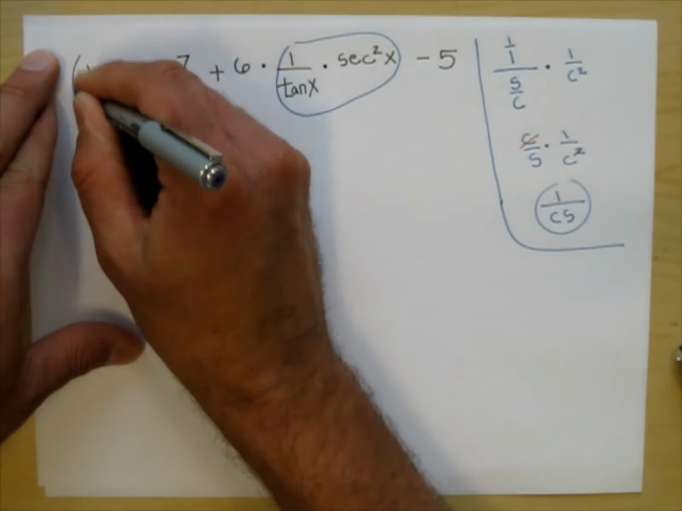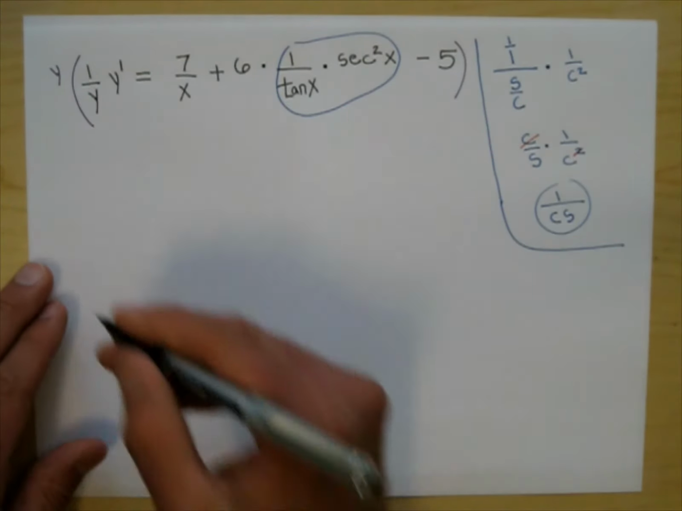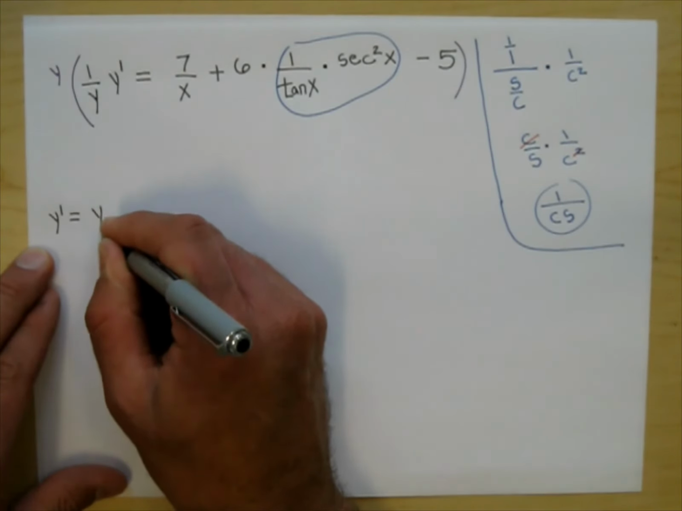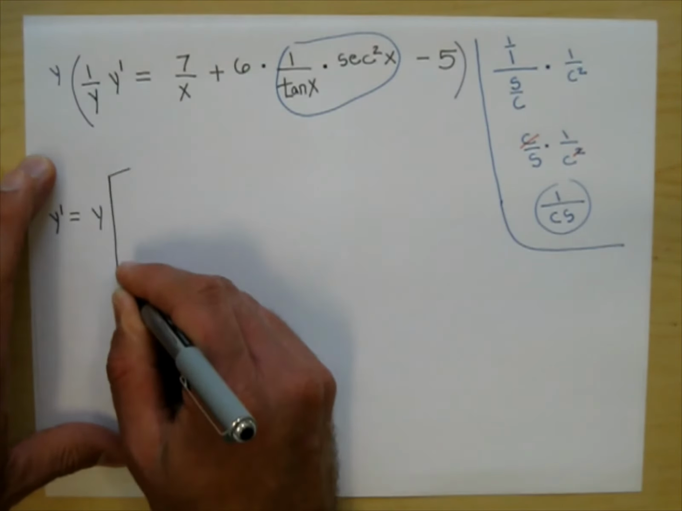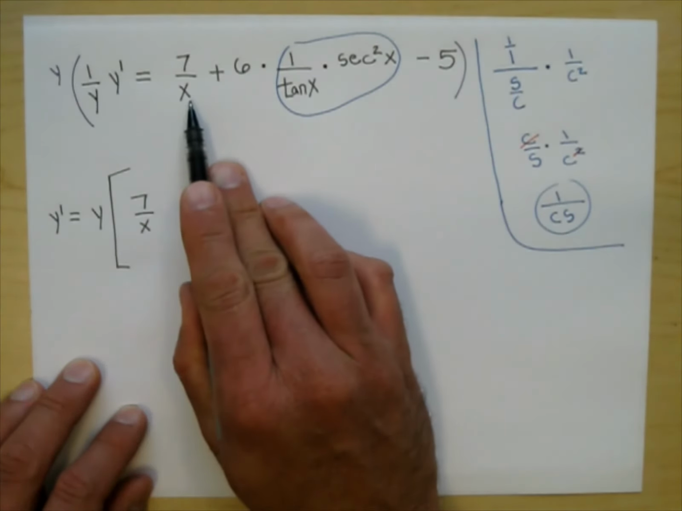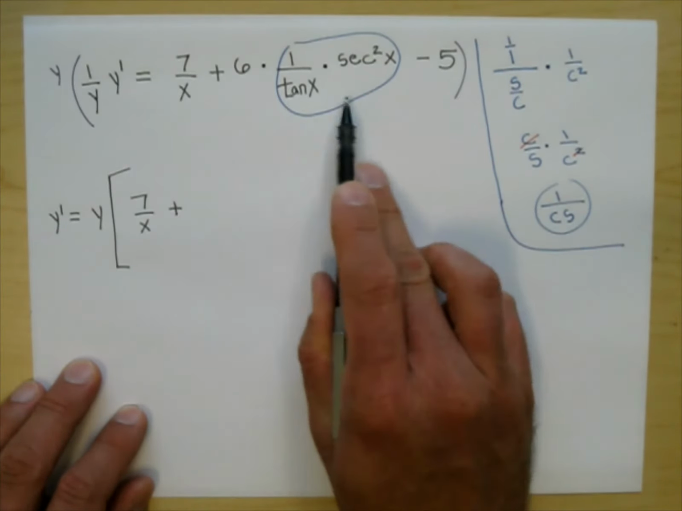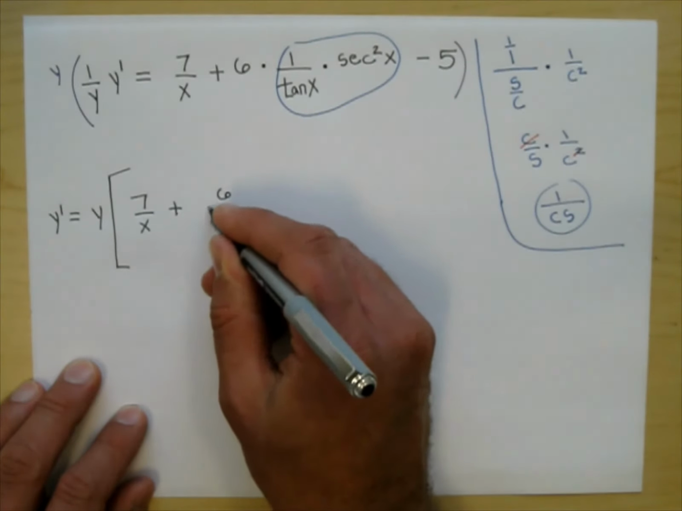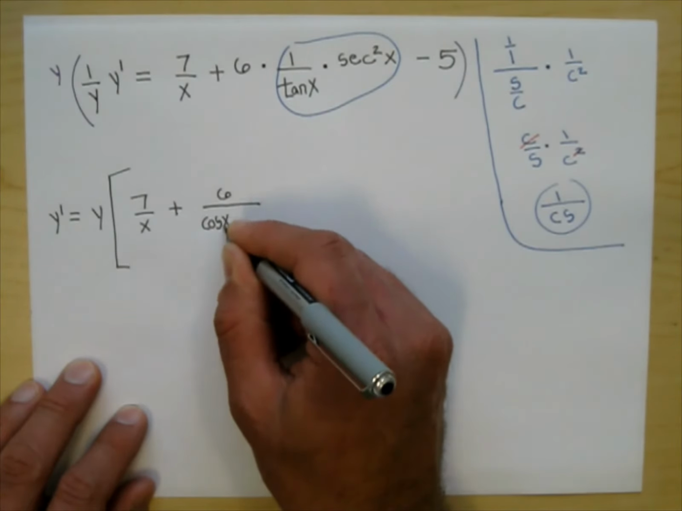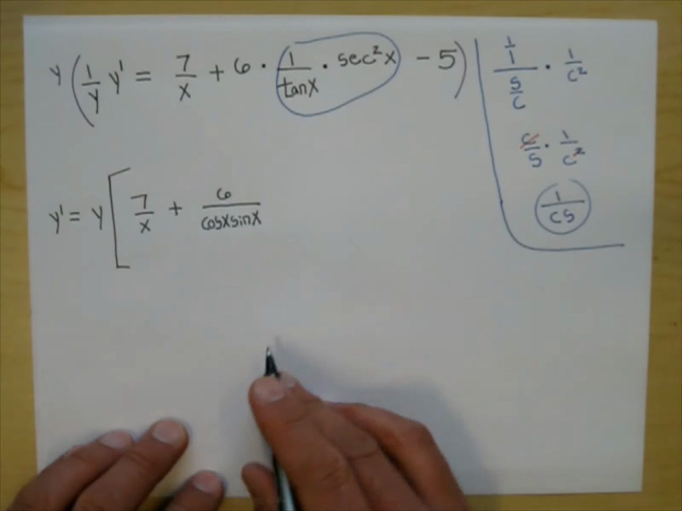So that's what I'm going to do. I'm going to multiply both sides of this equation by y, and I end up getting y prime equals y times 7 over x, don't have to do anything with that, plus 6 times this blue part, so this is really 6 over, and we do want to write out the cosine and the sine now. Cosine x, sine x. We have minus 5.